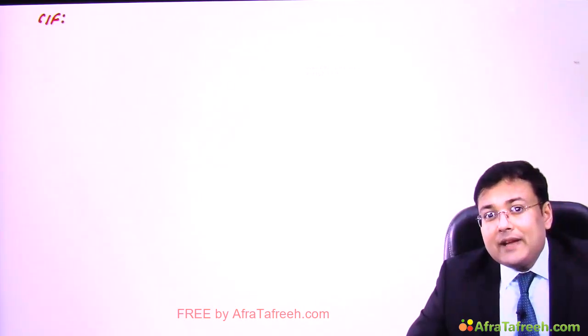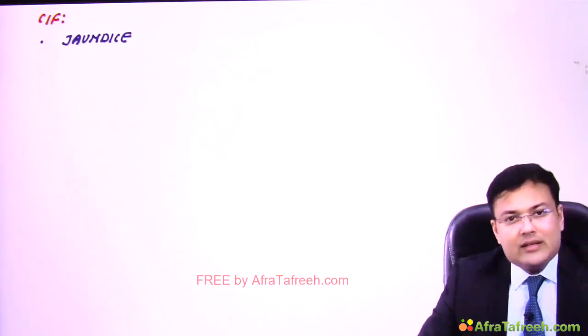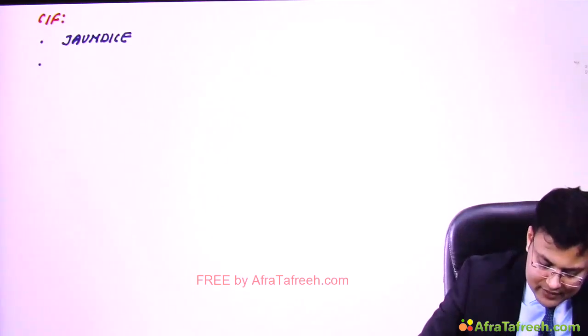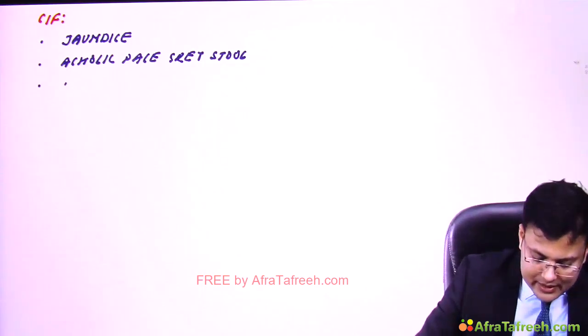Third, there is failure to thrive. So what are the clinical features? Because of obstructive jaundice, there is jaundice. Sometimes it is present at birth, and in certain patients it develops after certain days. There is passage of acholic, pale gray stools. Why? Because of obstruction to the bile flow. And there is failure to thrive.